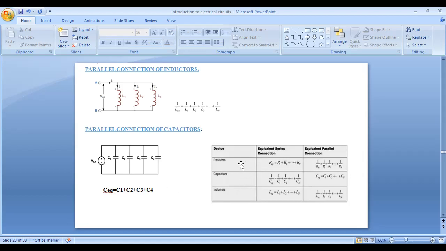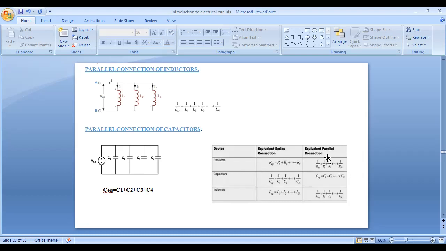So in this tabular column, we have different devices, that is the different parameters: resistors, capacitors, inductors. If the resistors are connected in series, the R equivalent is R1 plus R2 plus so on up to Rn. If n number of capacitors are connected in series, then the equivalent capacitance is 1 by C equivalent is equal to 1 by C1 plus 1 by C2 plus so on up to 1 by Cn. If n number of inductors are connected in series, then the L equivalent is equal to L1 plus L2 plus so on up to Ln.